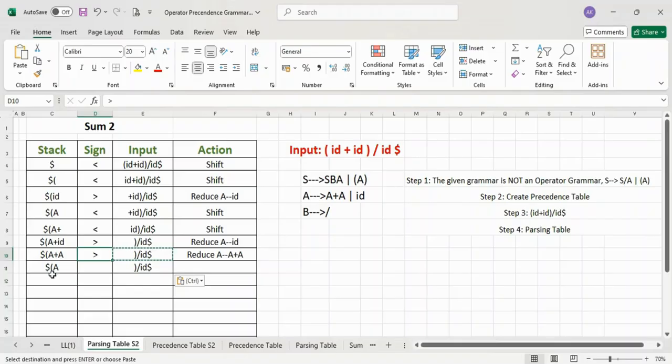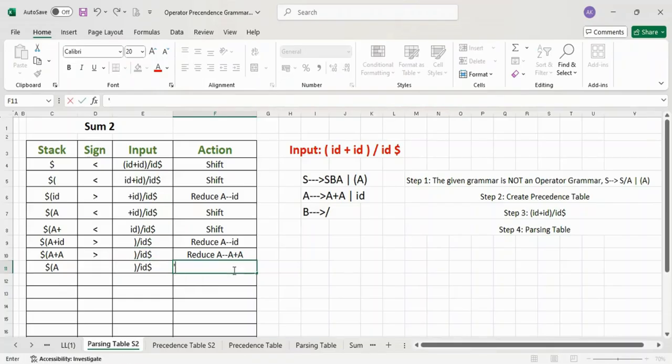Now I compare opening bracket to a closing bracket. Opening and closing, the sign which is given is an equal to sign. If it is an equal to sign, I again shift. Hence, my stack would be $ A, closing bracket is shifted. My input is id and dollar. Okay, so this is the shift operation done.